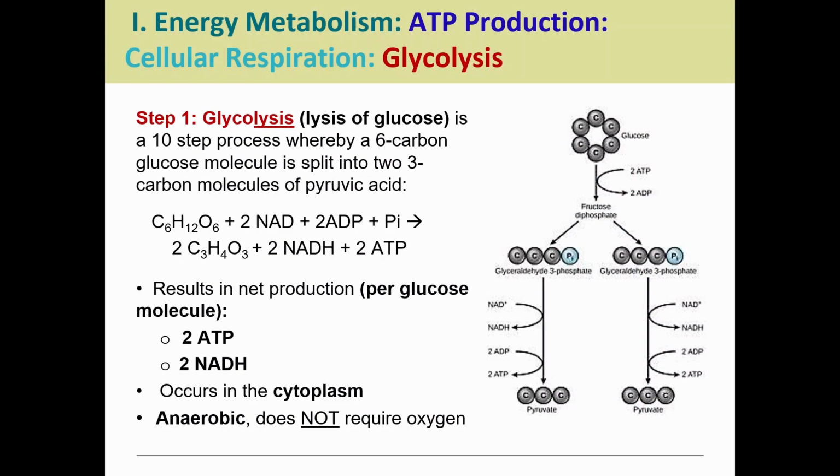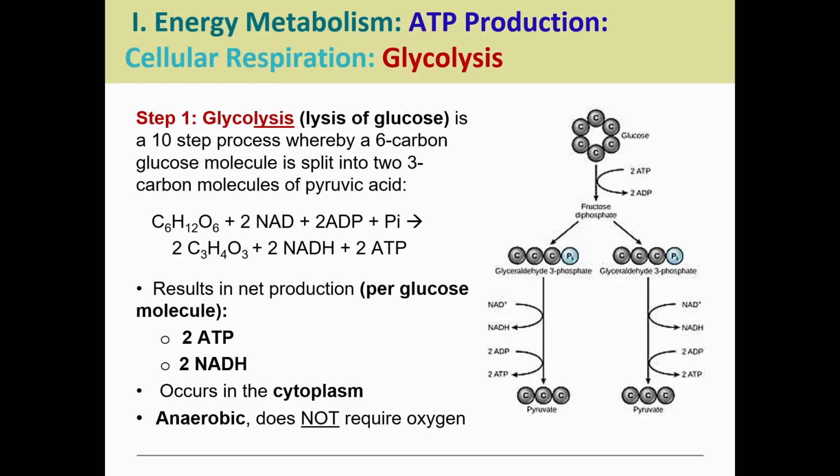So let's look at the word glycolysis to start. Glycolysis, glyco, we think glucose, right? Lysis, we've heard, to split. So we are going to split this glucose. And in this 10-step process, we're going to split it from a 6-carbon glucose into two separate 3-carbon pyruvic acid or pyruvates. You may see pyruvate too. So we're splitting the 6-carbon glucose into two 3-carbon molecules.